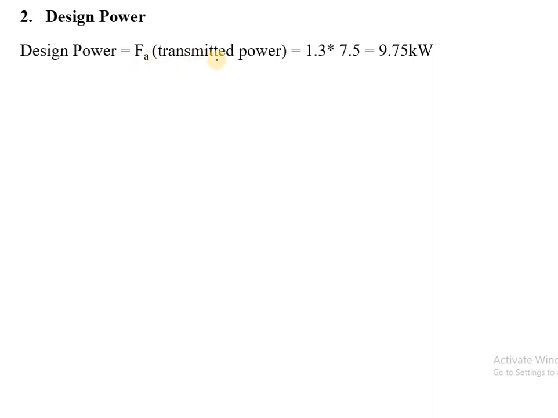Next, you have to find out the design power, and how is design power given? FA into transmitted power. So what is FA? 1.3, and transmitted power means input power, that is 7.5. So you will get 9.75 kilowatt.